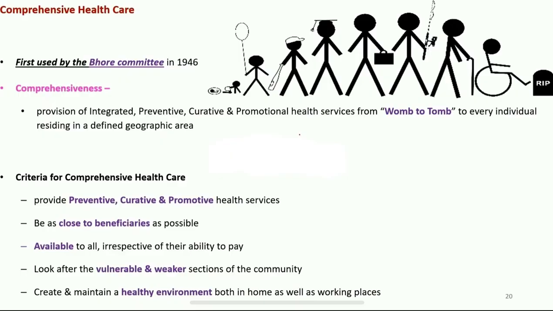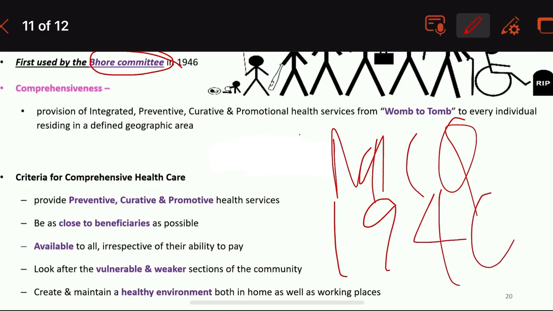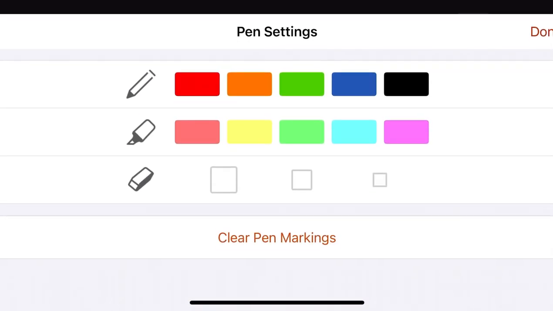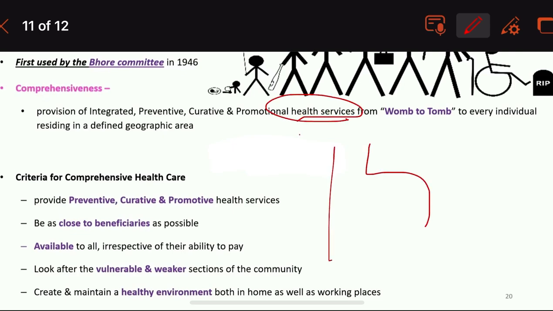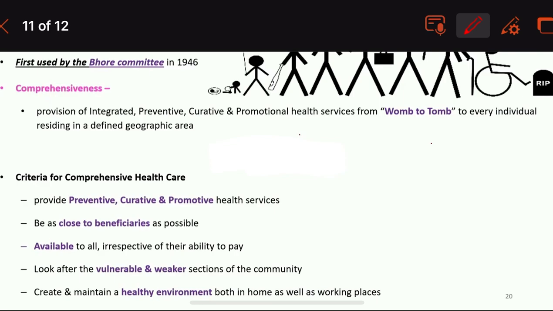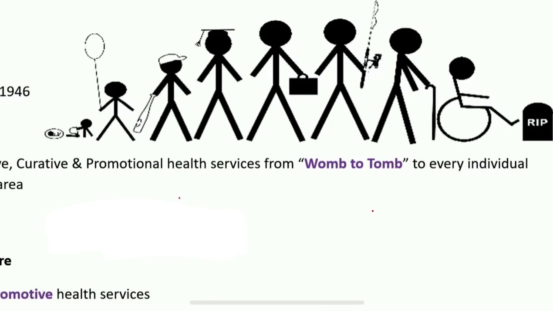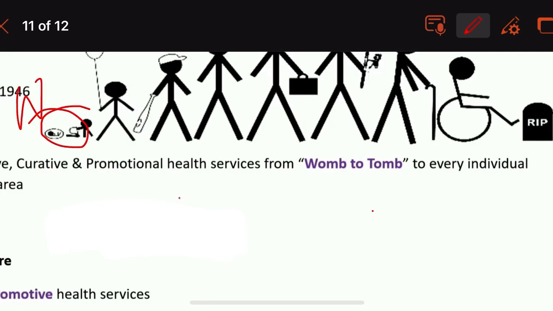Moving on to the last slide of the video, that is comprehensive healthcare. Comprehensive healthcare was first used by the Bhore Committee in 1946, another MCQ. The Bhore Committee used comprehensive healthcare, where there was a provision of integrated preventive, curative and promotive health services from the womb to the tomb, to every individual residing in a defined geographic area. So we are giving the promotive, curative and preventive health services from the womb of the mother to the tomb after death.